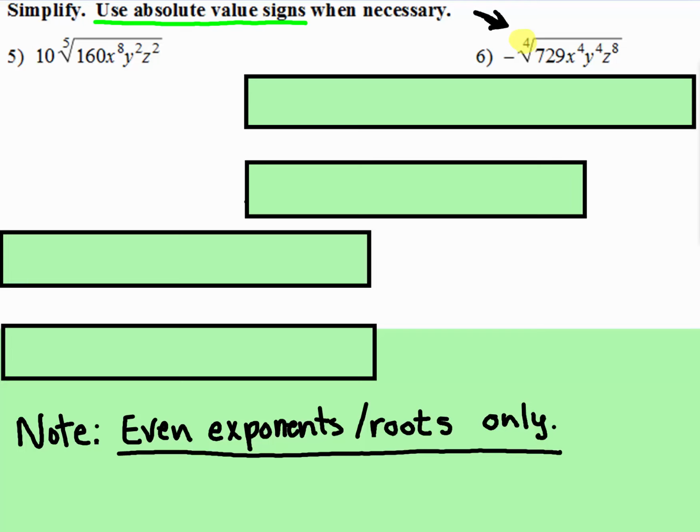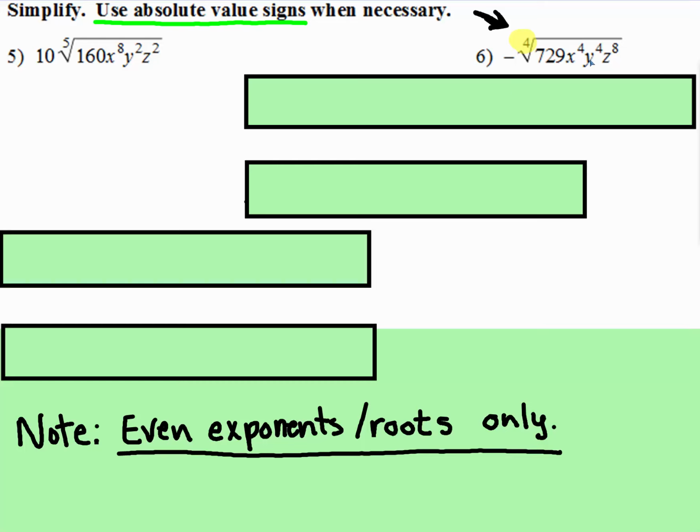Okay, another quick review. We're still simplifying radicals, but now once in a while you're going to be asked to simplify a root, and you have to take into consideration the absolute value sign. So here's a big tip. Only when the root is an even value, an even exponent or even root, the variables that you pull out, and I'll show you that in a second, you'll take the absolute value of those variables. So let me go ahead and show you what I mean.